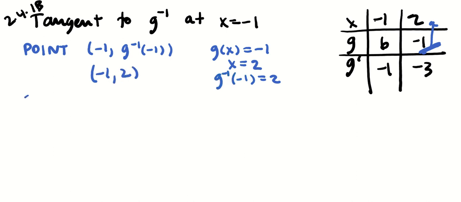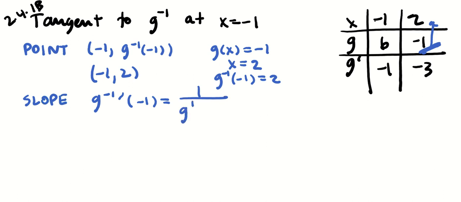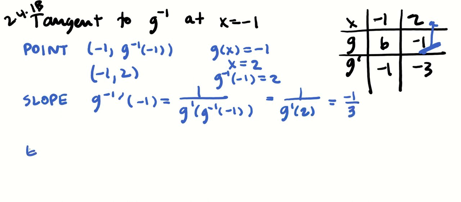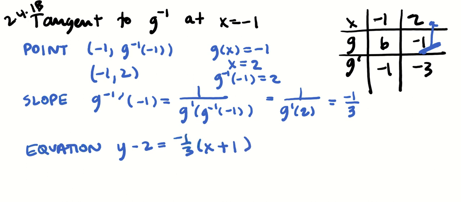My slope is g inverse prime of -1, which is 1 over g prime of g inverse of -1. Well, I just found out that g inverse of -1 is 2, so that's 1 over g prime of 2, which is 1 over -3. And so I'm ready to write my equation. y minus 2 is -1/3 of x minus -1.